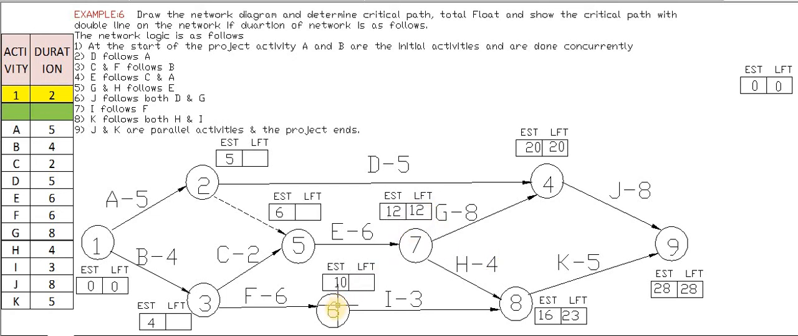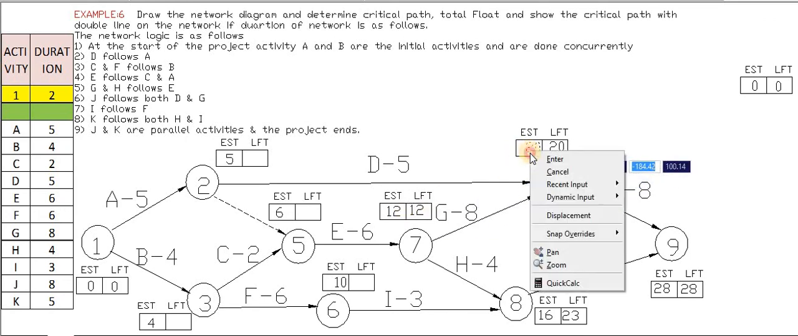What is the next serial number? The next serial number is 6. There is only one tail end, that is 8 to 9, which means 8 has an LFT of 23. So 23 minus 3 is nothing but 20. So we will copy this directly and take this as 20.